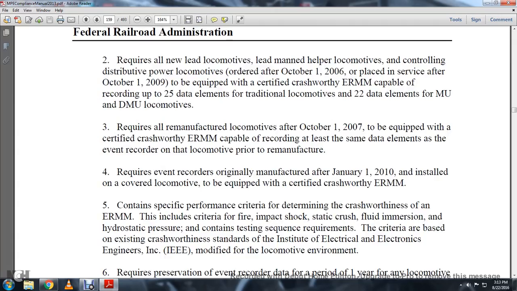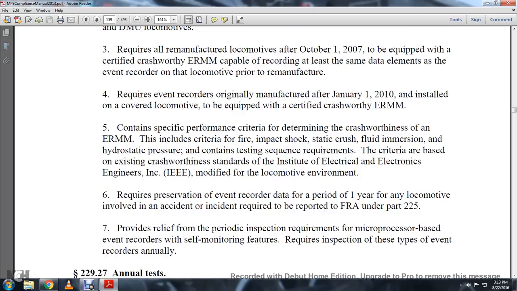3. Requires all remanufactured locomotives after October 1st, 2007, to be equipped with a certified crash-worthy event recorder memory module capable of recording the same data elements as the event recorder of the locomotive prior to remanufacturing.